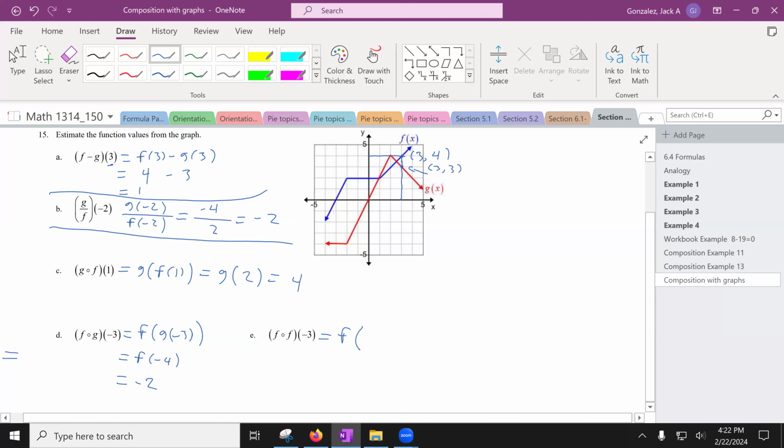This one is composing F with itself. But before I start, are there any questions on the last 2 problems? You guys are cool? All right. All right, again. What happens to -3 for F?